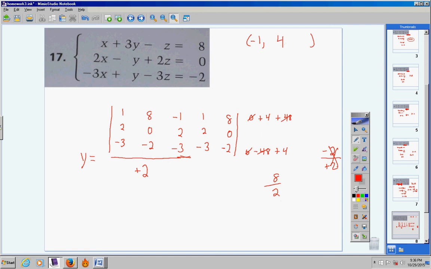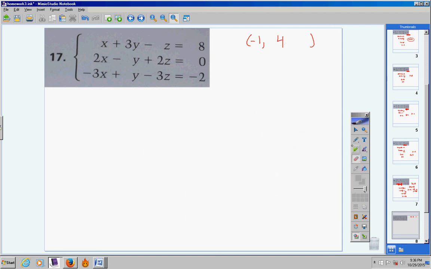So now lastly, I can quickly solve for z by just substituting these values into any one of these three equations. It doesn't matter which one. So negative 3 times negative 1, positive y, so positive 4, then negative 3z equals negative 2. Negative times a negative is positive. Positive and a positive is a positive.